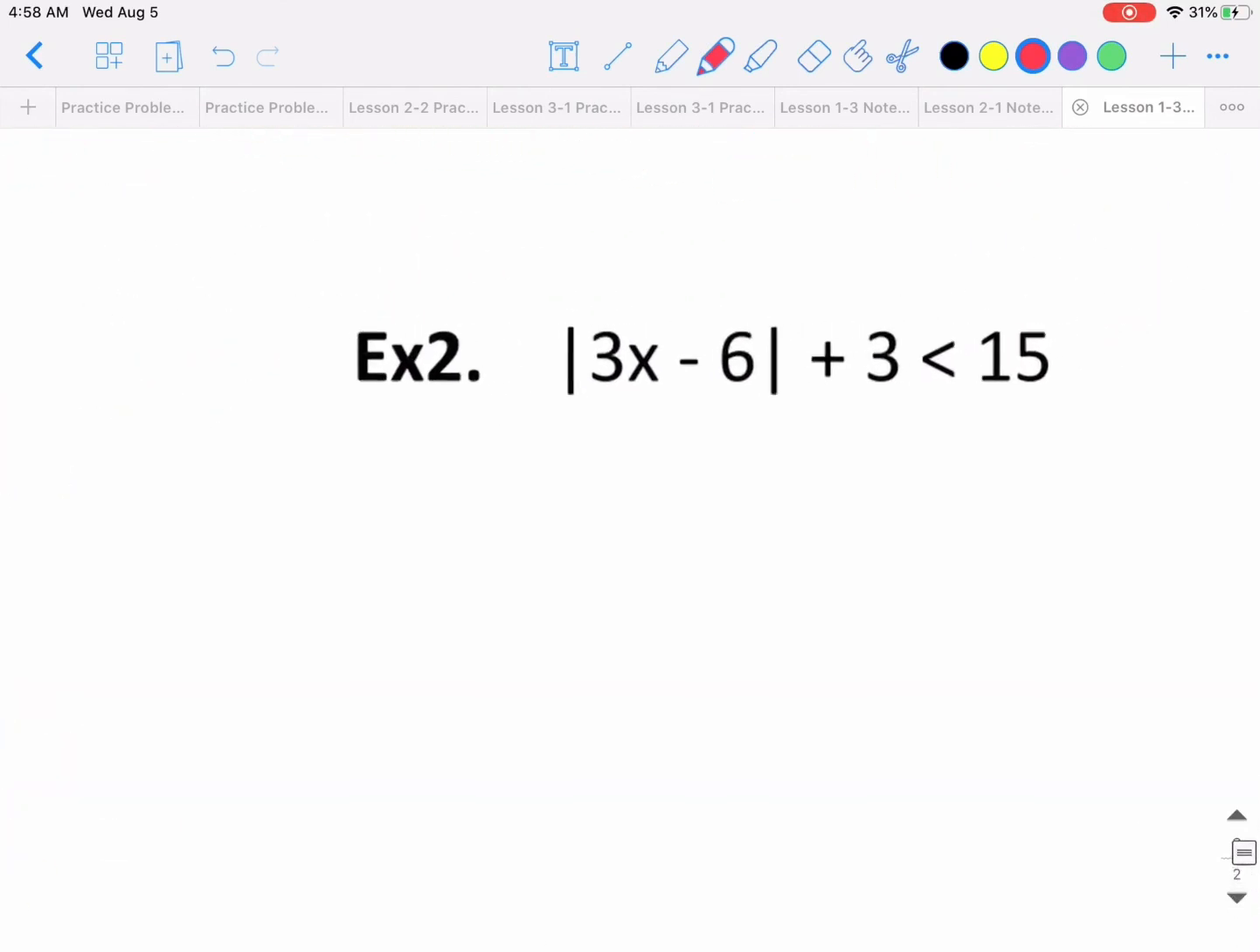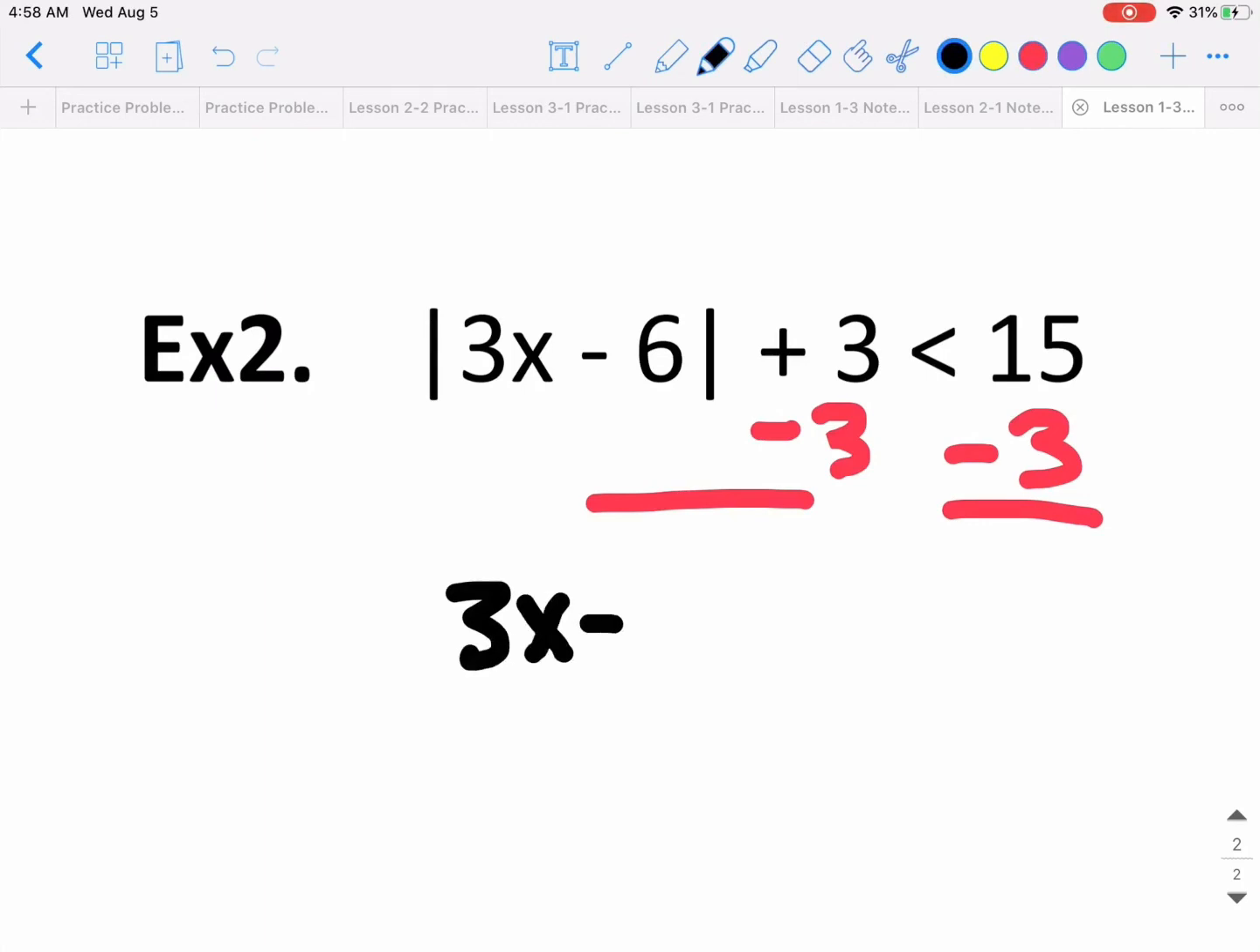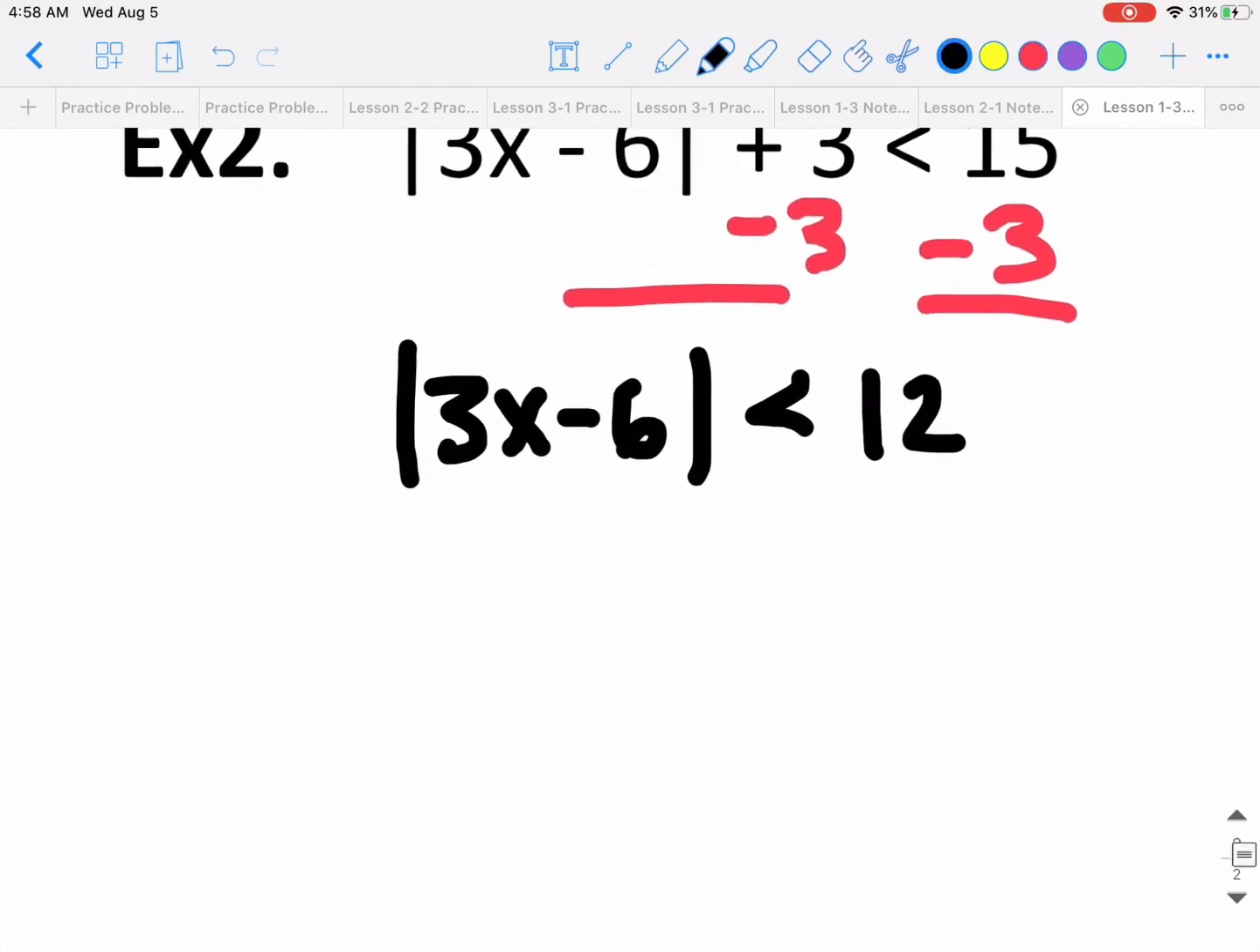Okay, for example 2, first thing I'm going to do, isolate the absolute value by subtracting 3 on both sides. I get 3x minus 6. The absolute value of that is less than 12. I've got the absolute value isolated by itself. Now I can move on to step 2. That step 1 is done.